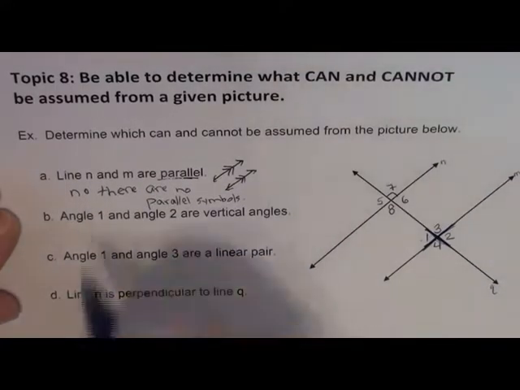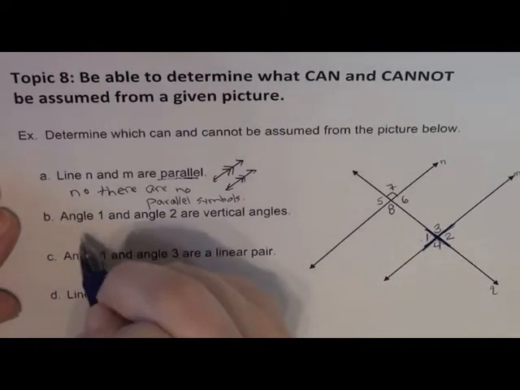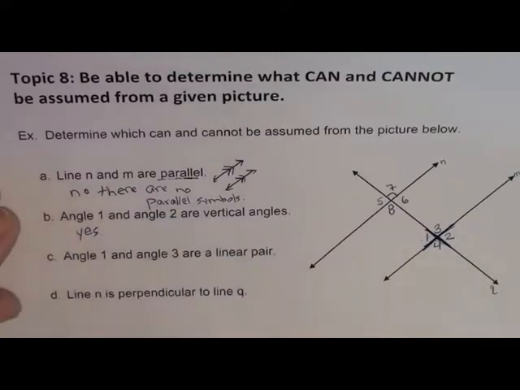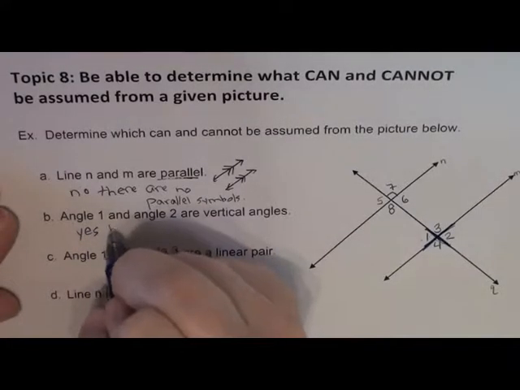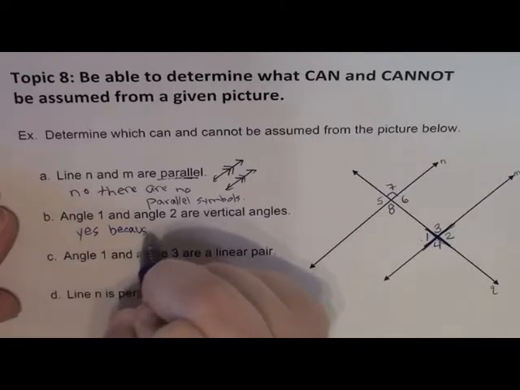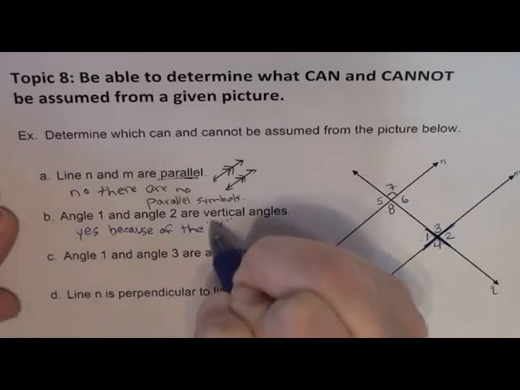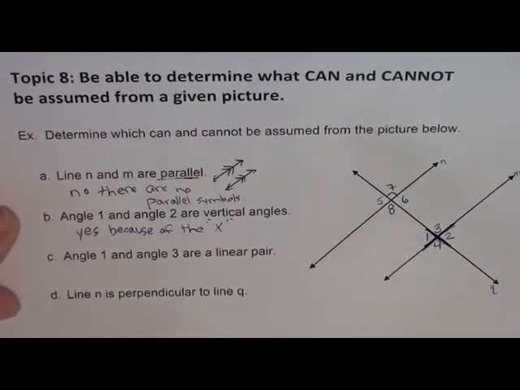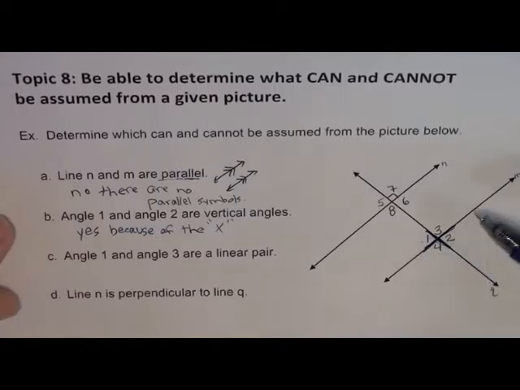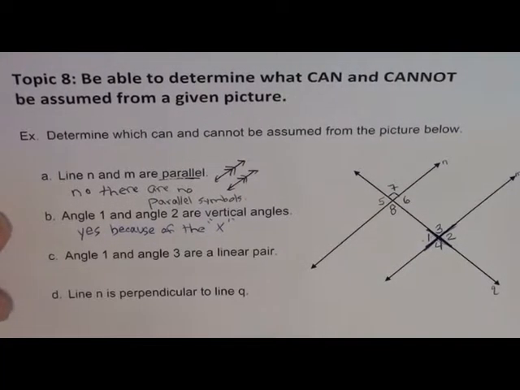So, which can and cannot be assumed true? This one can. Yes, it can be assumed true because of the X. Now we could get more mathematically sophisticated here, use the actual definition of vertical angles. The sides are opposite rays, things like that. But here we're just focusing on practicing not making conclusions from pictures unless that conclusion is actually justified.